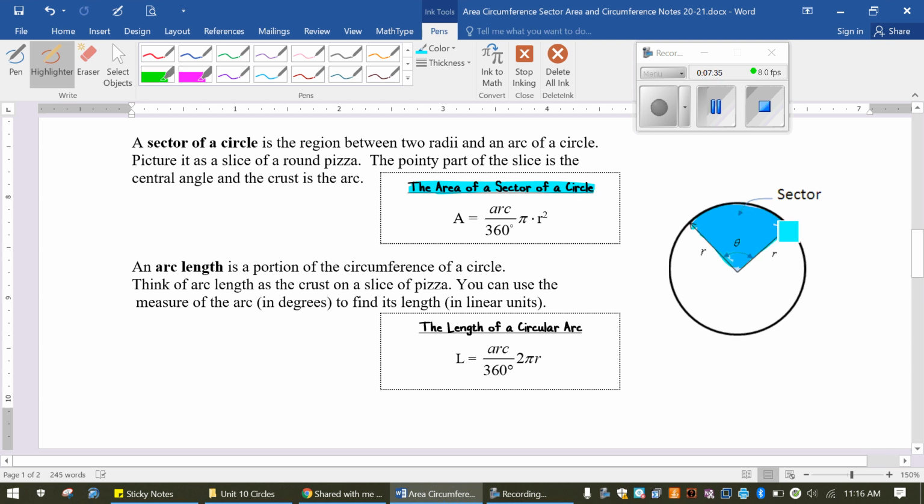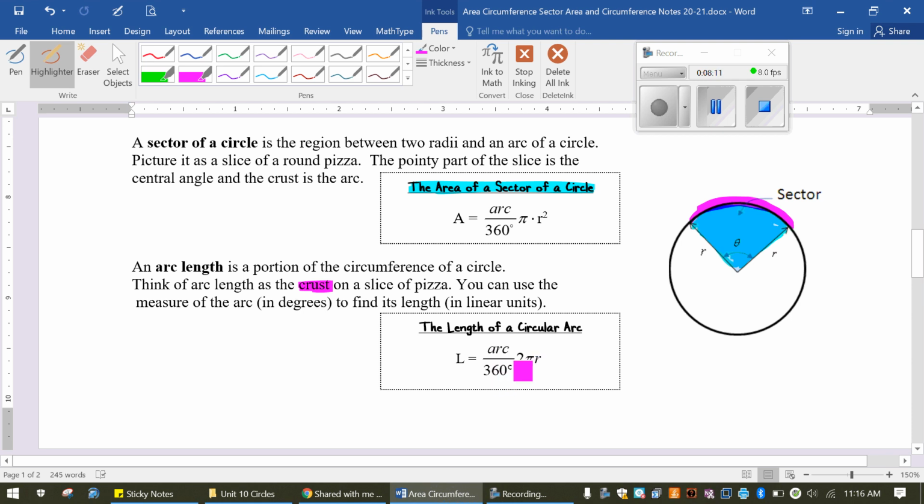The arc length means what part of the circumference do you have? The best way to think about this is that you're just thinking about the part on the outside, or the crust on a piece of pizza. Remember, all the way around is a circumference. The formula we used was 2 pi r, but we don't have all the way around. We only have a piece of it.